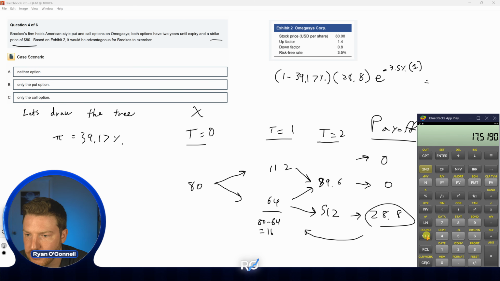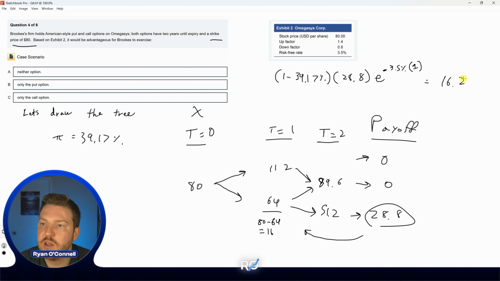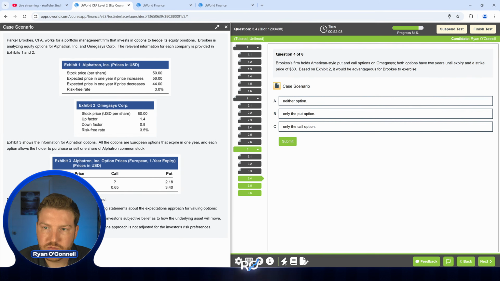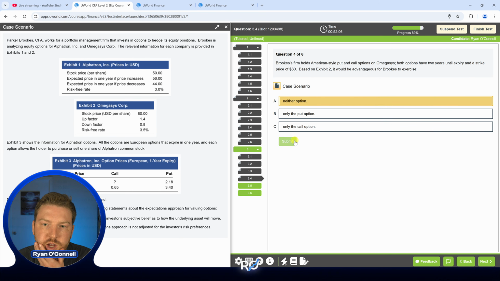Now let's multiply it by, so I'm going to store it in the 1 slot. Then I'm going to take 3.5%, make it negative, second e, and then multiply it by what we recall from the 1 slot. That gives us a value of 16.92. So this has a present value of 16.92 at that time. That present value of holding onto it is higher than the value of exercising it, so we wouldn't want to early exercise the put at that time either. So let's go ahead and choose neither option.